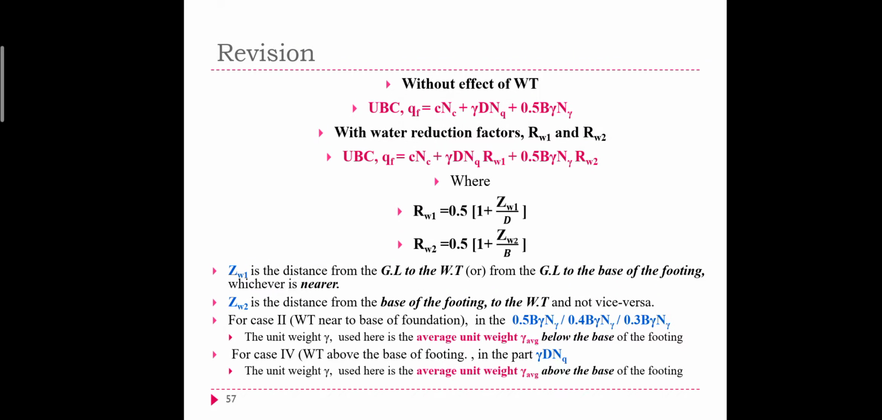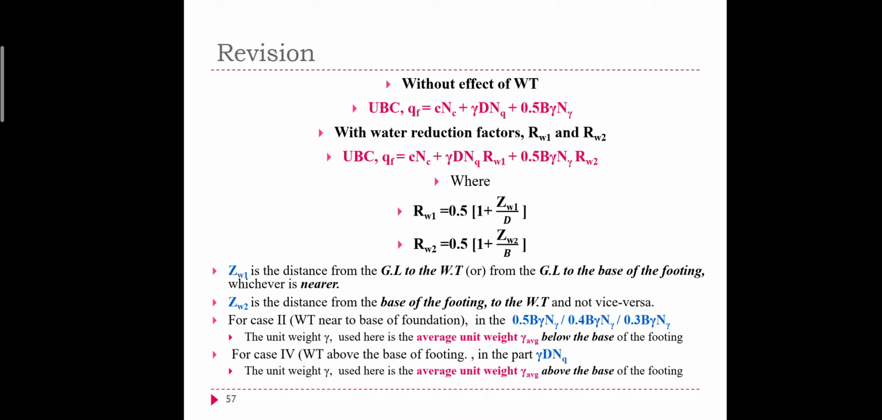When the water table comes into the picture in a question, if they have given that a water table is present, then Terzaghi's equation, the first pink formula, shows the normal Terzaghi equation. UBC is equal to CNC plus gamma DNQ plus 0.5 B gamma N gamma, for a strip footing. That is the UBC formula without the effect of water table.